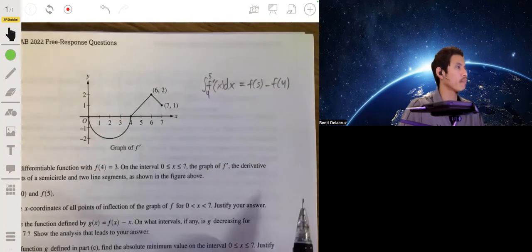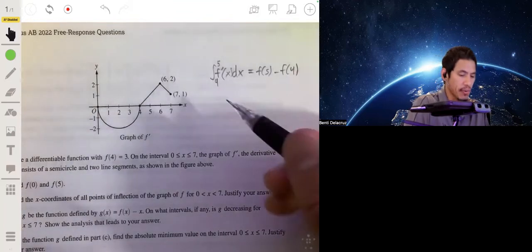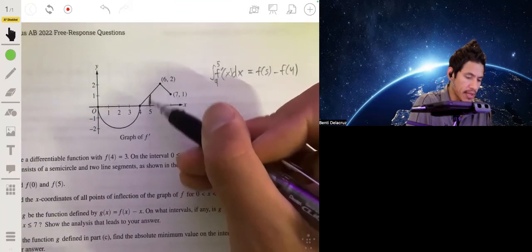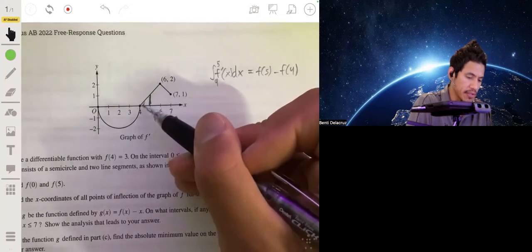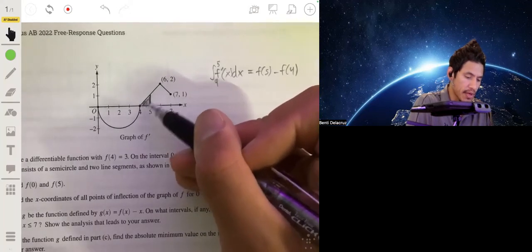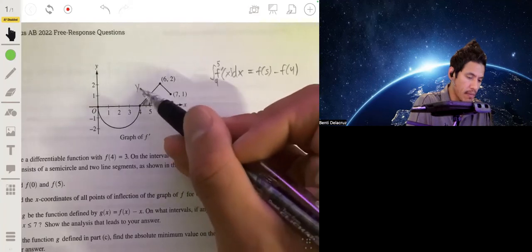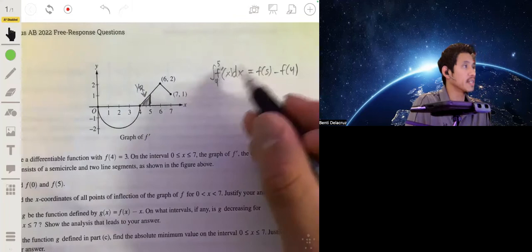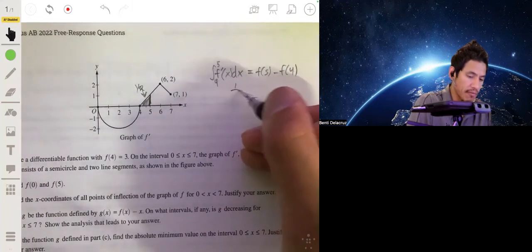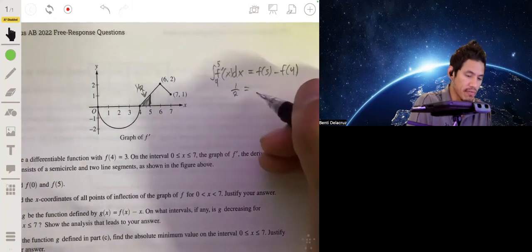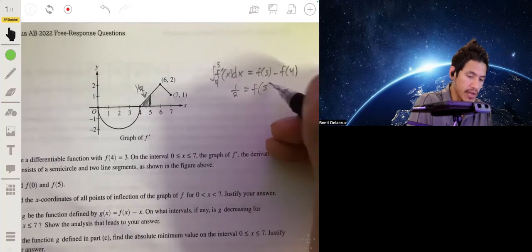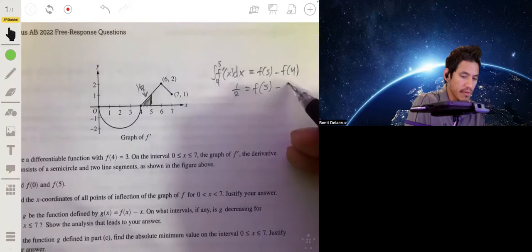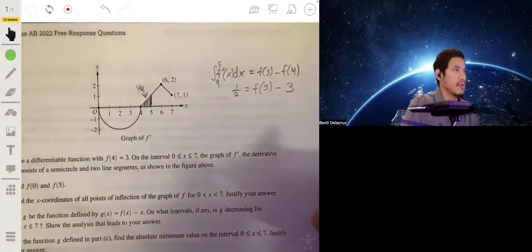Since we can see the graph of f prime, we can calculate that the integral from 4 to 5 is just the area of this triangle, which is 1/2. So 1/2 equals f of 5 minus f of 4. But we're already told that f of 4 is 3. So from here we can find that f of 5 is 3.5.